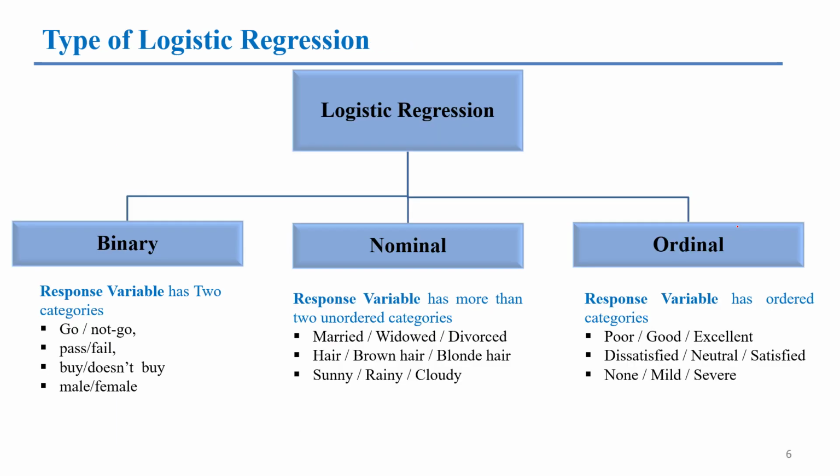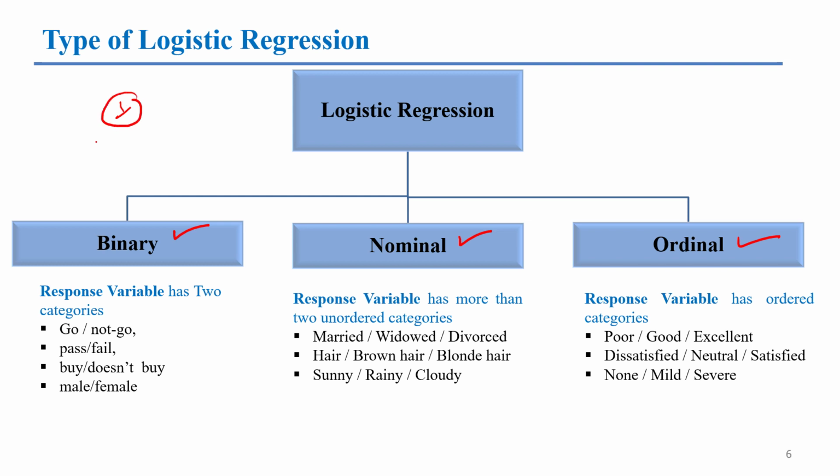Okay, so now the question is how many types of logistic regression we have. As we discussed briefly earlier, we have three types of logistic regression. One is binary logistic regression, then we have nominal logistic regression, and we have ordinal logistic regression. So remember that whether we should apply binary, nominal or ordinal logistic regression depends totally on the type of dependent variable we have.